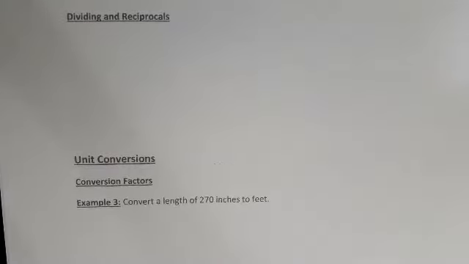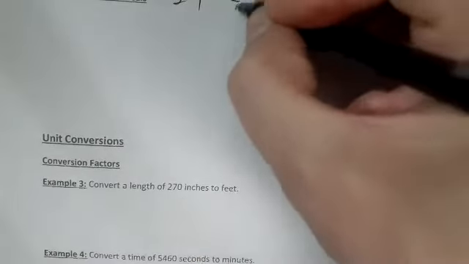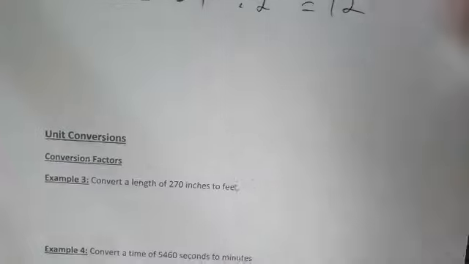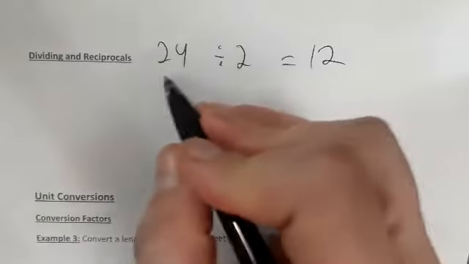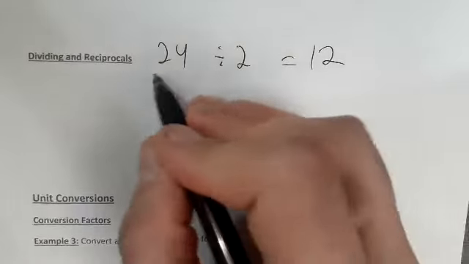So the last sort of thing is about dividing and reciprocals. So this isn't a whole lot different from the multiplication, to be honest. If you want to think about 24 divided by 2, that's an easy thing probably to start out with. I have 24 and I'm dividing it by 2. So that is just something you probably don't want to make more complicated, but let's make it more complicated.